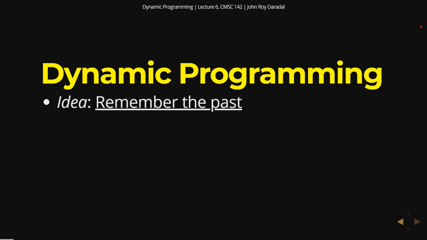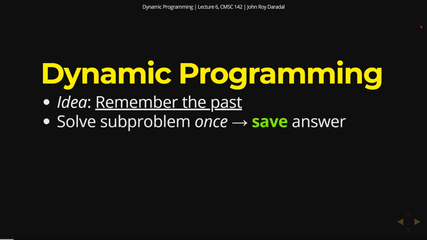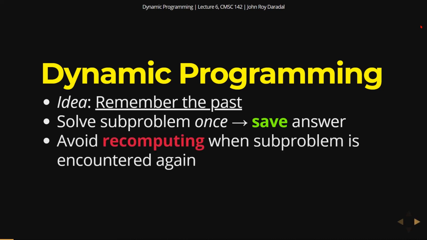So the basic idea for dynamic programming is remembering the past. Okay, so what does that mean? So once you solve a sub-problem once, you save the answer so that you don't have to recompute it later on. Okay? So you avoid recomputing when the sub-problem is encountered again, because remember that sub-problems are shared in dynamic programming, right? So they are common among different sub-problems. So when you encounter that same sub-problem again, you don't have to redo the computation because you've already saved the answer. Okay? So that is the main idea, remembering the past.